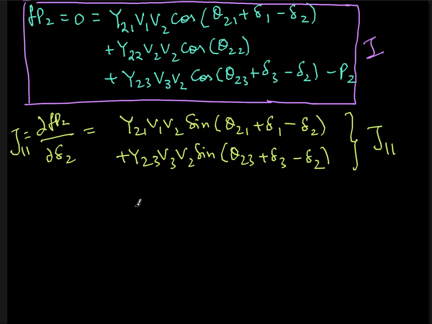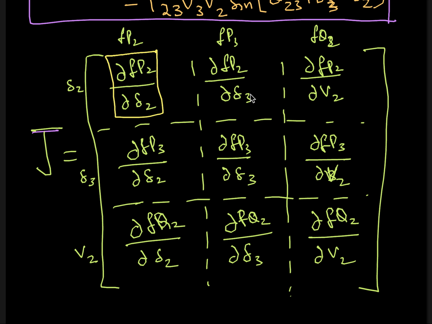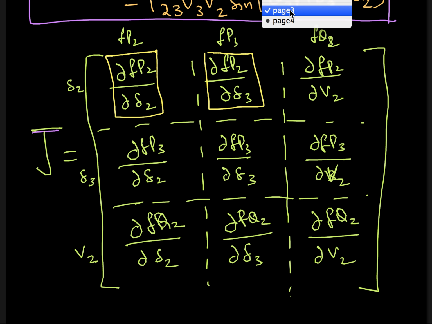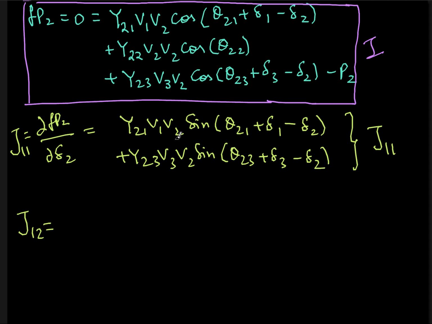Now how to get J12? That is the first row, second element. If I once again refer to my Jacobian matrix, I have to differentiate the same function P2 with the delta 3 variable. So let's do that now. I want to differentiate the first function with delta 3 as a variable. So differentiation of function P2 with respect to delta 3.